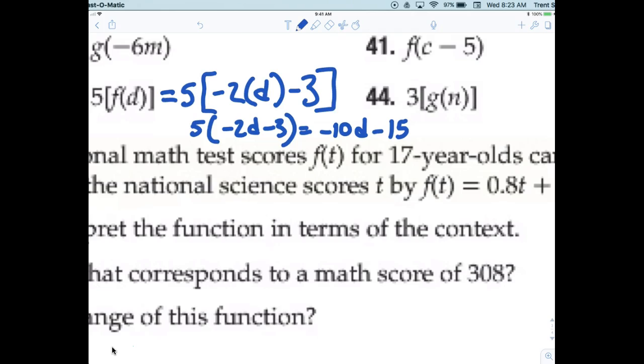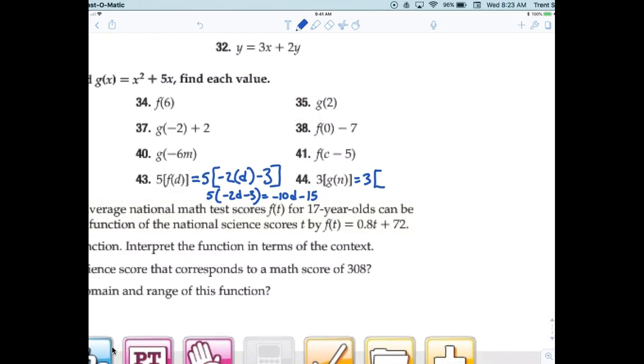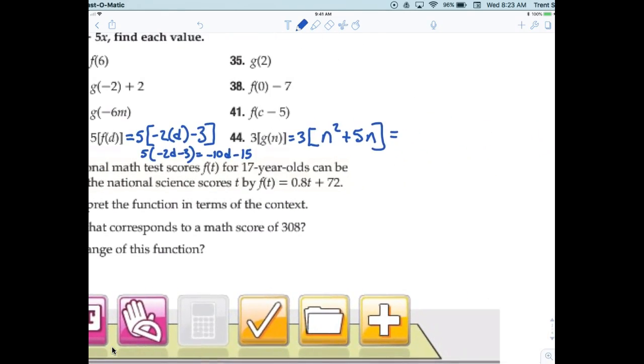All right, so now on 44, it should be the same thing, correct? It's just going to be 3 times, and what do I do now? Replace what? Replace x with n. So I look at the g function, so it's going to be 3 times n squared plus 5n, which is nothing more than 3n squared plus 15n. Perfect.